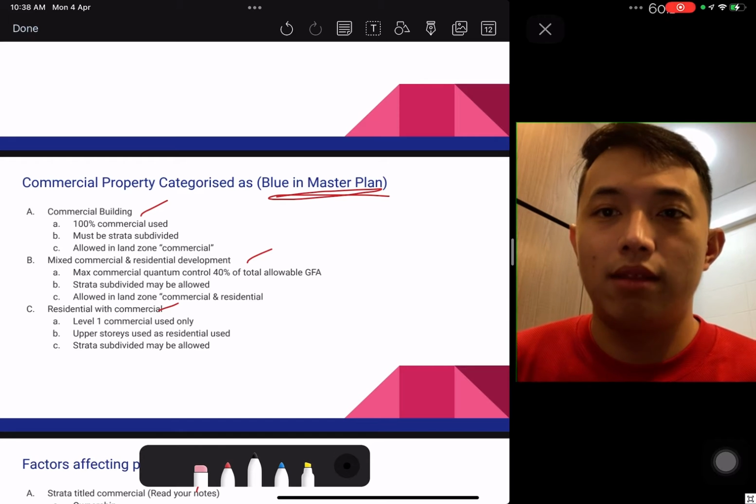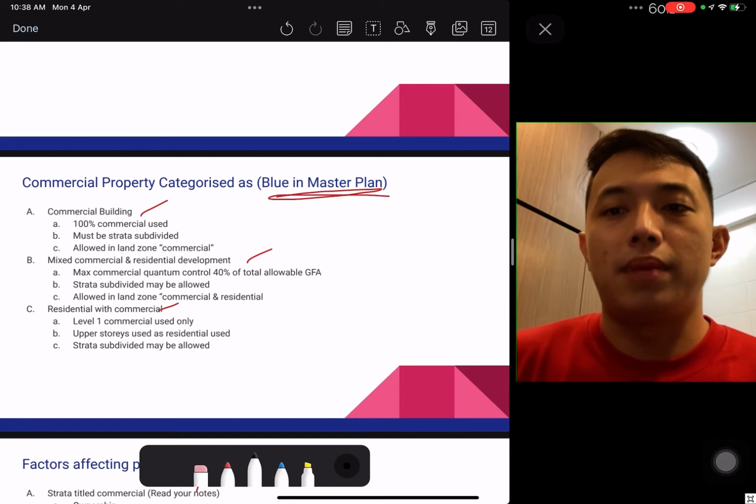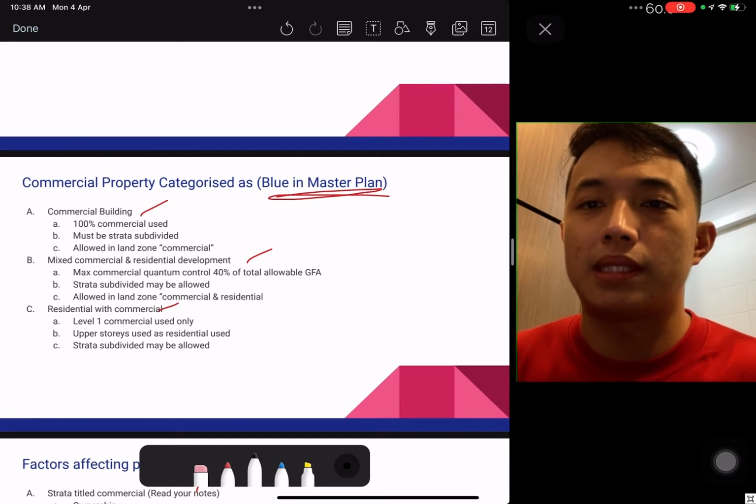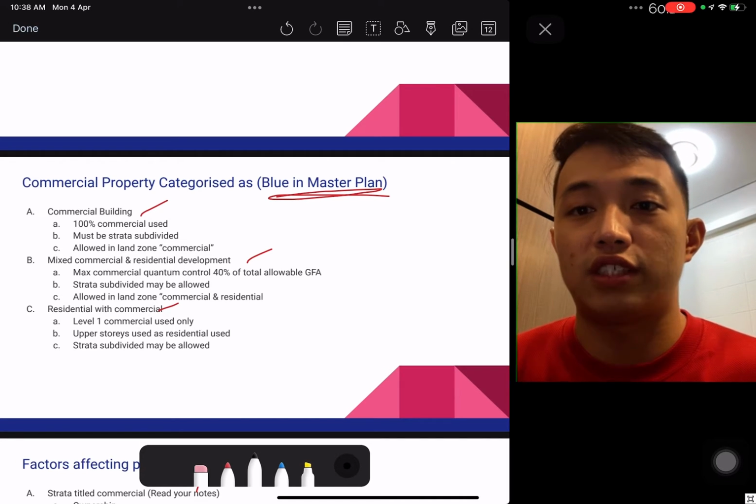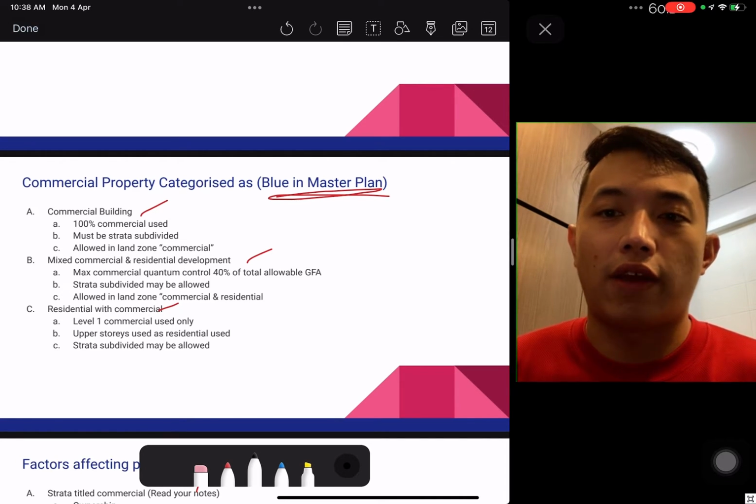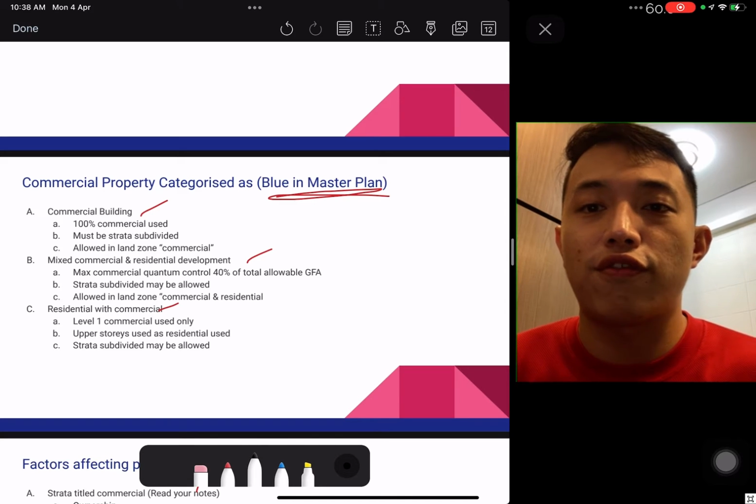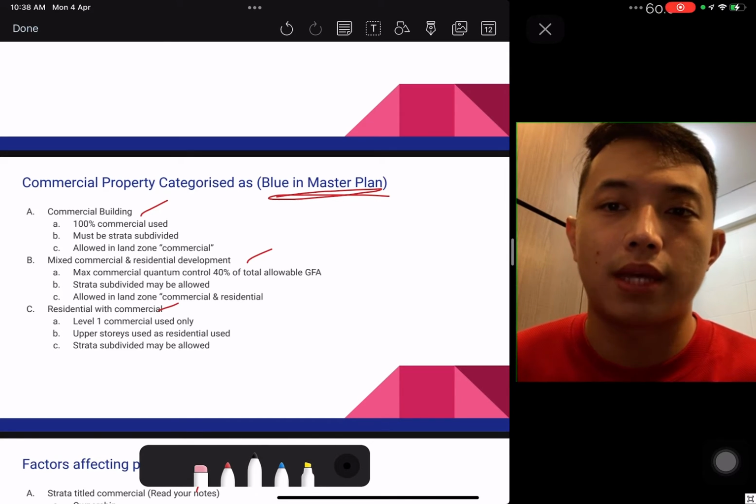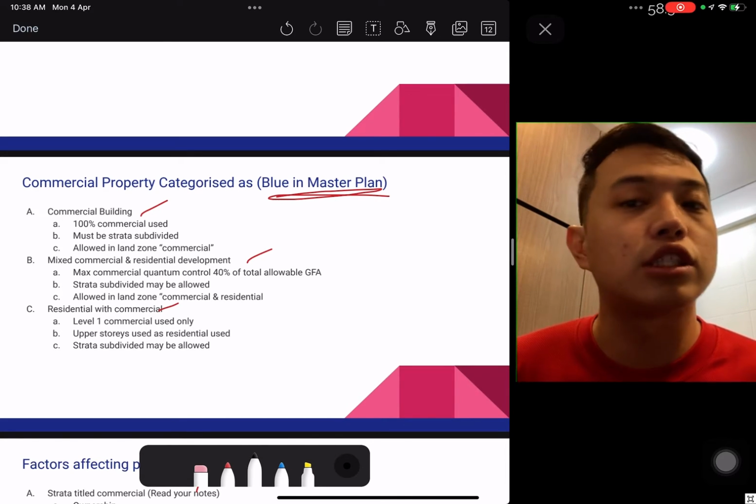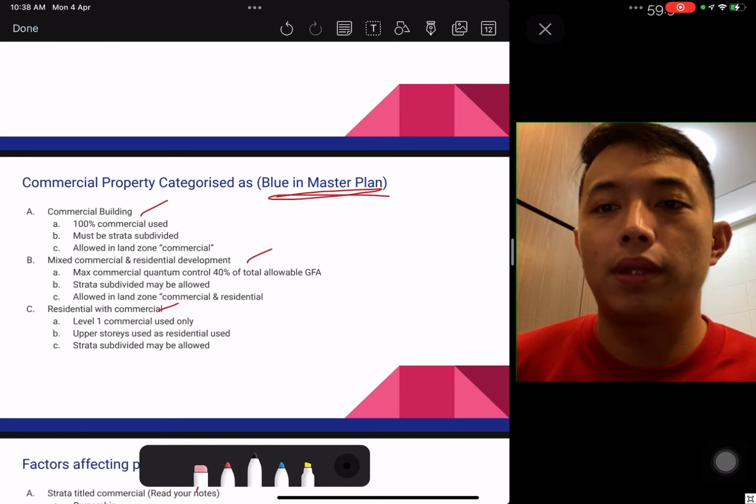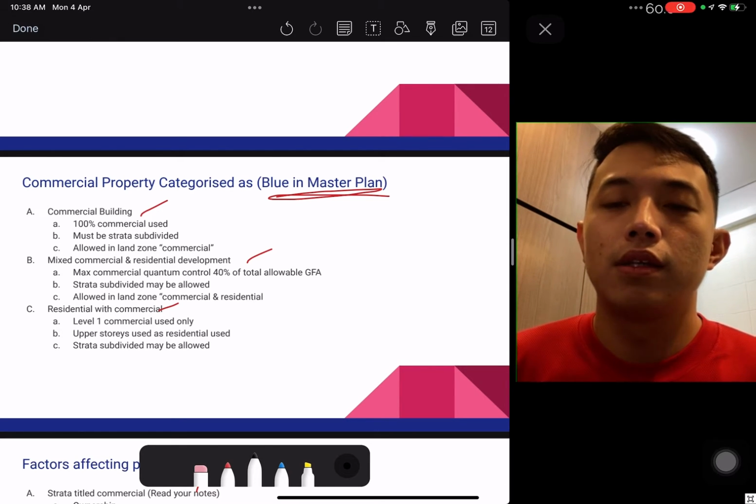They're 100% commercial property. They can be mixed, such as up to 40% used for commercial, 60% used for residential. It's strata divided. Guys, for the strata division for commercial property, please read up the URA website, as it has been changed in March 2022. It will be tested in your exam most likely. So do take note of that part.